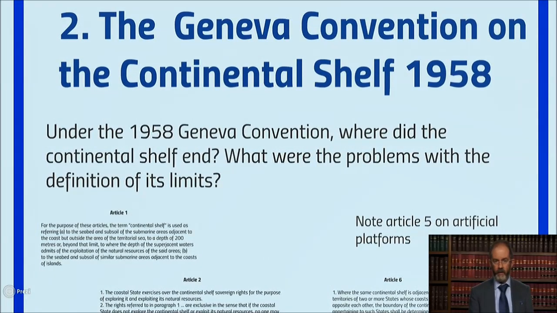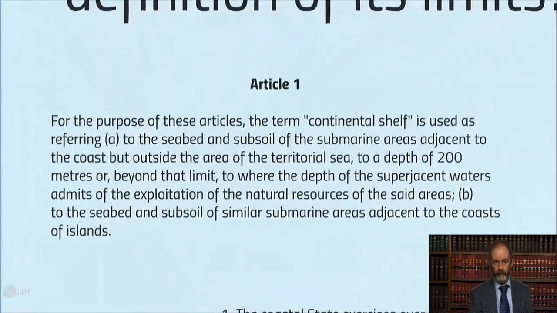And our essential question here is, well, under the 58 Convention, where did the continental shelf end, and what were the problems with the definitions of its limits? So a key issue we're exploring throughout all of this material is, to some extent, not just what powers do you have over your continental shelf, but also where does it end? Because if we're assigning, as it were, property rights in the shelf, that's an important consideration.